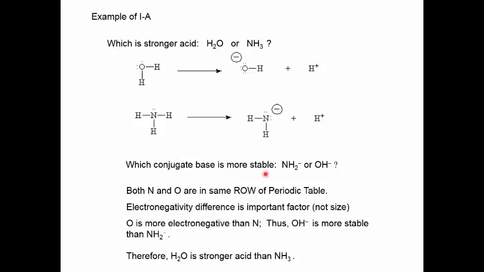Now, oxygen being more electronegative, it's going to be better able to accommodate the negative charge. The hydroxide ion will thus be more stable than the amide ion. Because hydroxide ion is the more stable conjugate base, the water molecule that forms it is a stronger acid than the ammonia molecule. Water is a stronger acid than ammonia, therefore.